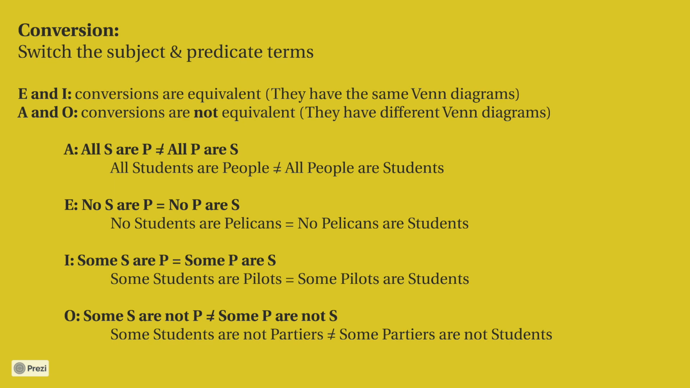E and I forms, on the other hand, do seem to be equivalent. That is, if we were to draw the Venn diagrams, they would look the same. In our world of nonfiction, if it's true that no students are pelicans, it's also true that no pelicans are students. And with the I form, if it's true that some students are pilots, then it is also true that some pilots are students. So in summary, with conversion, the A and O forms are not equivalent, while the E and I forms are equivalent.